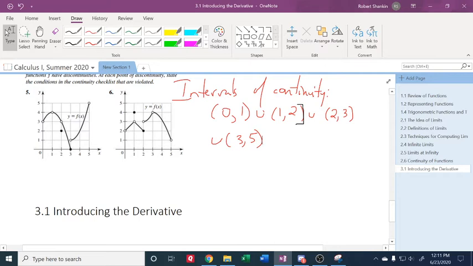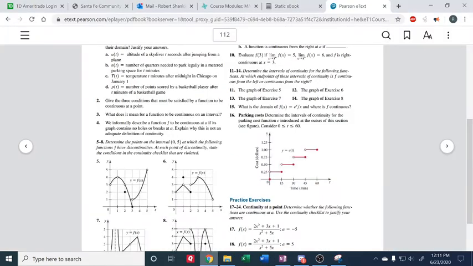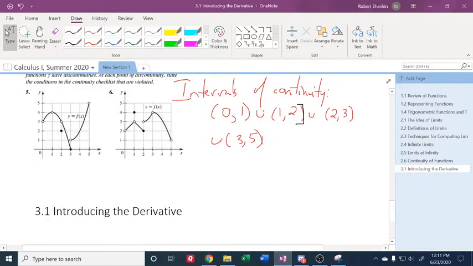Do they want us to say specifically, like, left continuous at point 2? At which of these intervals of continuity is f continuous from the left? You know what? I think just by putting the bracket, that's clear enough. That's all you need. Anything else? All right, that's our smallest.